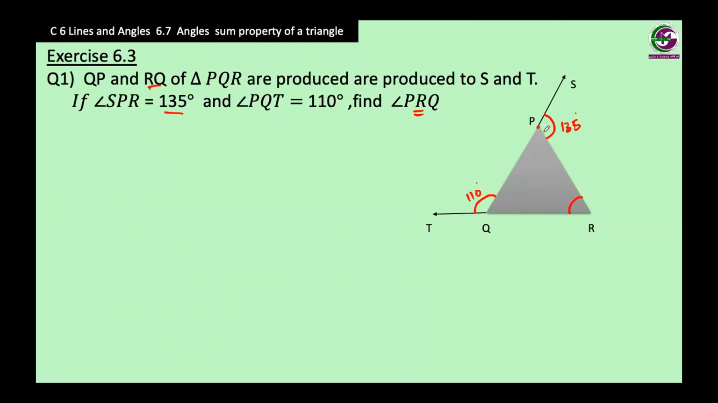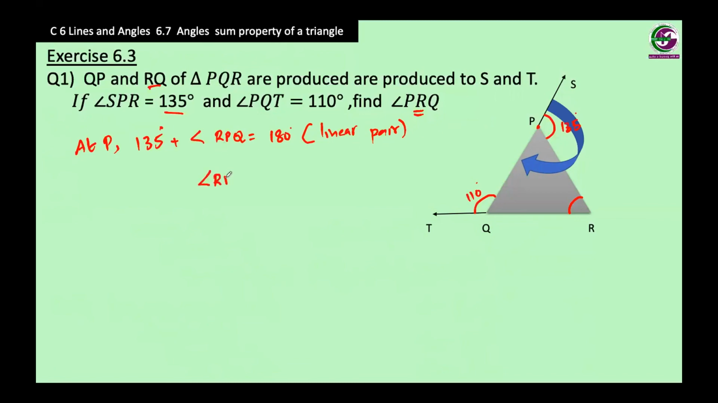At the point P, you can see there is a line. So at P, 135 degree plus angle RPQ is equal to 180 degree because it is forming a linear pair. Here we can call the word linear pair because 2 angles are forming a straight line. So we can get angle RPQ is equal to 180 minus 135, which is 45 degree. So the angle inside is 45 degree.